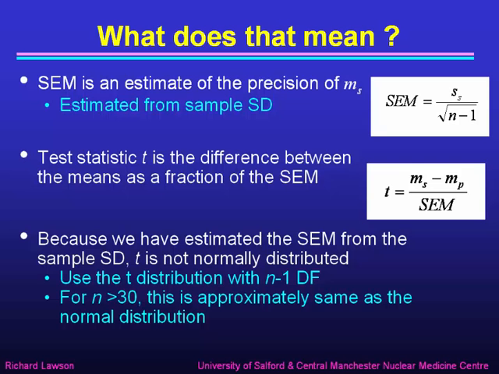But because we've estimated the standard error of the mean from the sample standard deviation, rather than knowing it from the population standard deviation, instead of having a test statistic that is normally distributed, we have one which follows the t distribution, and the number of degrees of freedom matters for the t distribution. The number of degrees of freedom is n minus 1. So for small n we have to use the t distribution instead of the normal distribution. But if n is large, more than about 30 typically, then the t distribution and the normal distribution are about the same, and it really doesn't matter which we use.